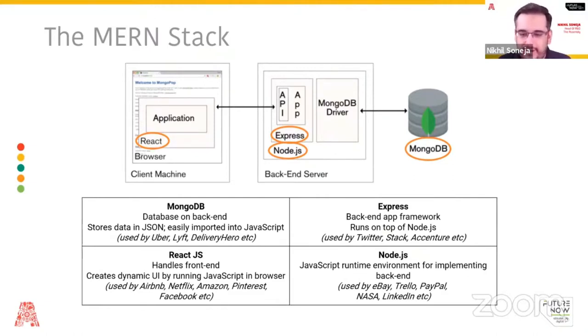Node.js is a JavaScript runtime environment for implementing the backend part, and it's based off Chrome technology. Chrome's V8 engine was developed by Google, and it was open sourced later. It was built so that you could run JavaScript outside the browser, on a server, without any issues. So Node.js has made all these things possible. Node and Express work together on the server side, and the DB, which is also server side, is MongoDB. MongoDB stores data in JSON, which makes it so easy to use by JavaScript programs, and it's very easily imported. You'd find a lot of companies that use this. It really has become ubiquitous.